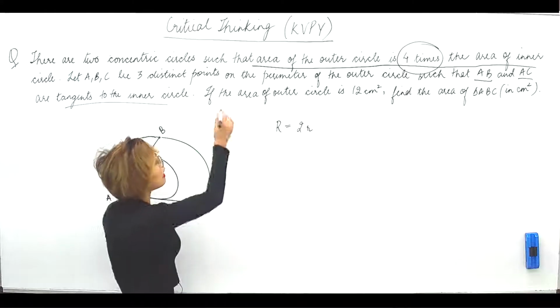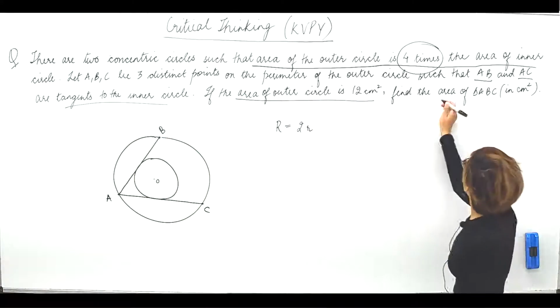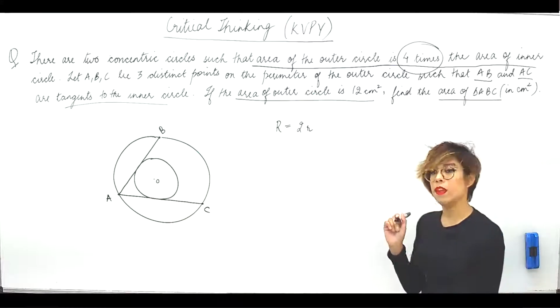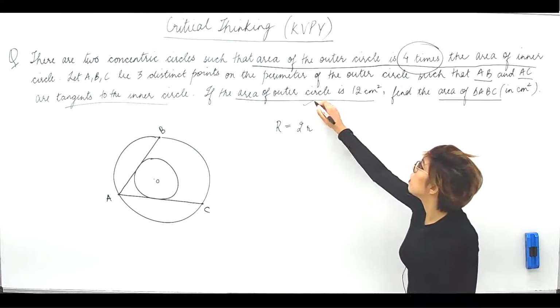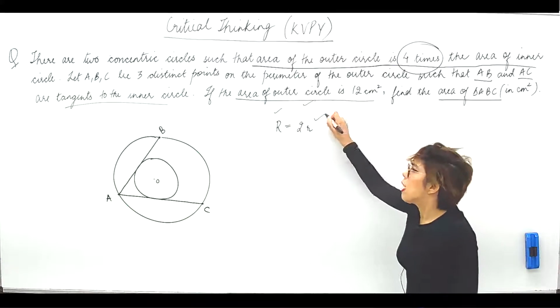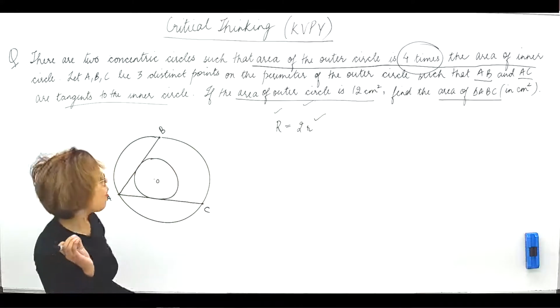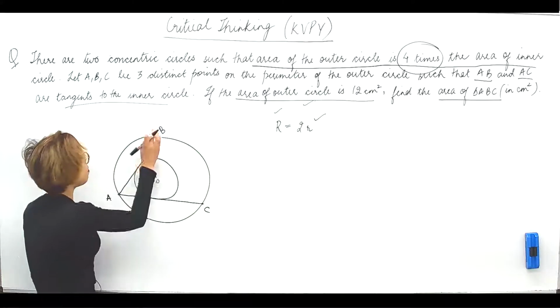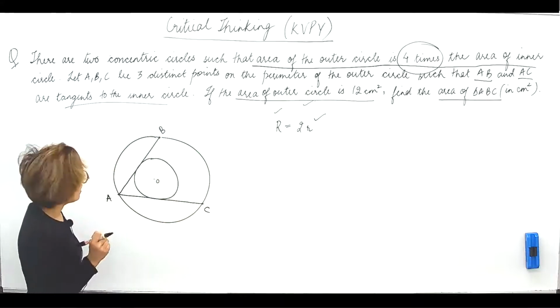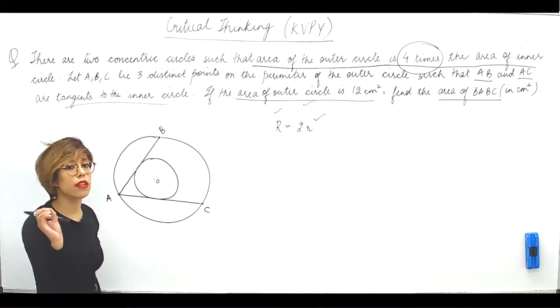Now he says if the area of the outer circle is 12 centimeter square, find the area of triangle ABC. Now if I know the area of the outer circle, basically I know capital R, or also in turn know the smaller one as well. Okay, so I will utilize it when I need it. But right now I am interested in triangle ABC. Now, what kind of a triangle does it seem to be? Intuitively, the first thought that comes to your mind.